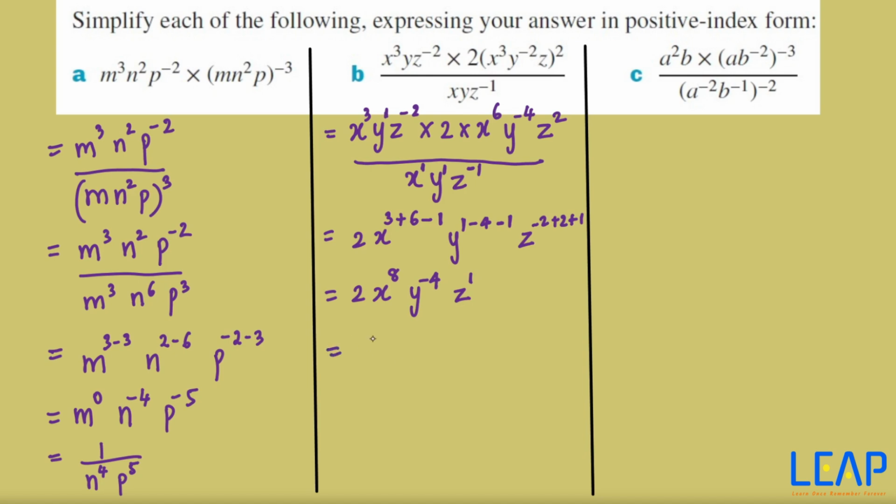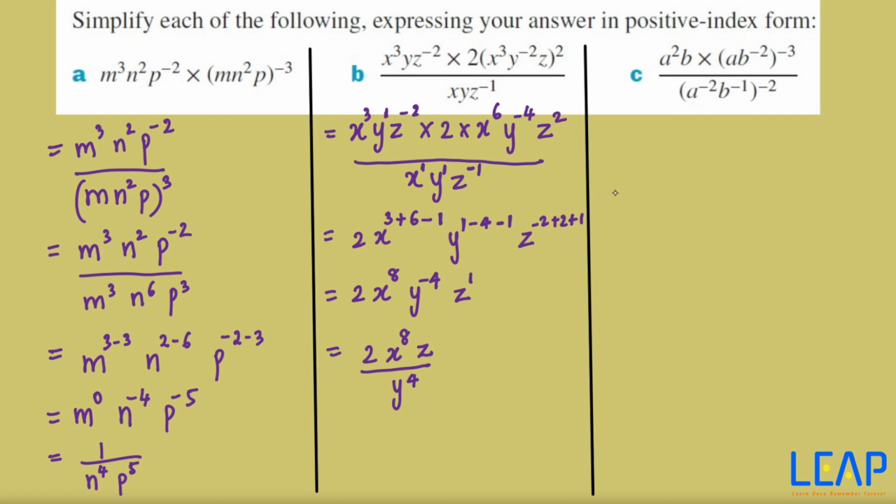Now again, it's not done yet. It has to be in positive index form. And you can see that the middle term, which is y to the power of negative 4, is in negative exponent. Move it down to make it positive. So 2, x to the power of 8, z to the power of 1 is z itself, over y to the power of positive 4. That's it. That's the answer for part B.